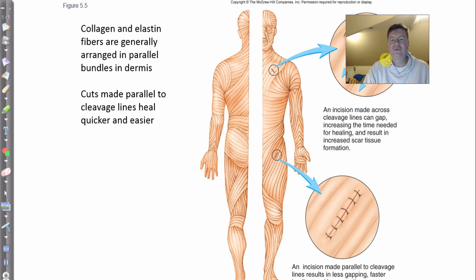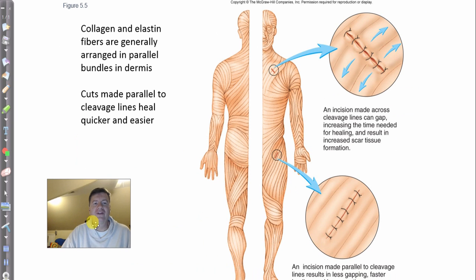I do want to mention one other component about collagen and elastin, and that deals with something called cleavage lines. If you look very carefully at the dermis, the collagen and the elastin are going to run in parallel directions in many cases in different parts of the dermis. These parallel lines you see here, let me draw some for you. These parallel lines that we associate with the collagen and elastin are called cleavage lines.